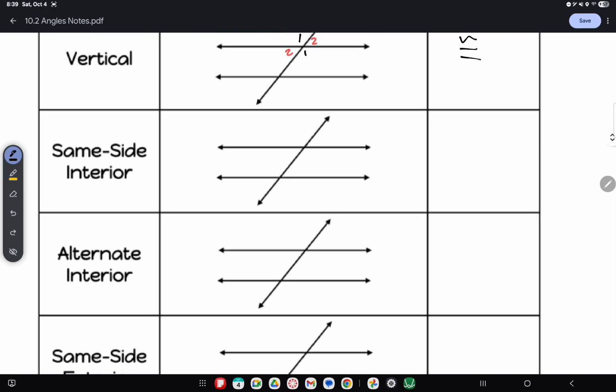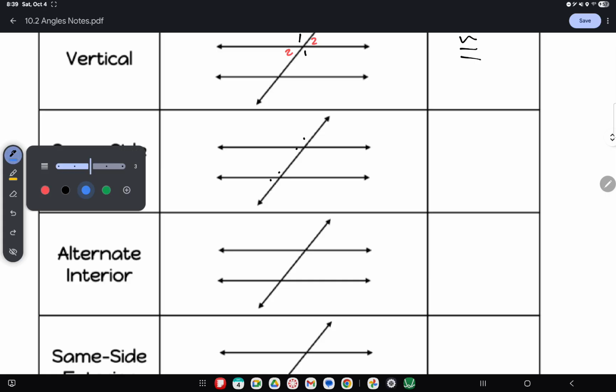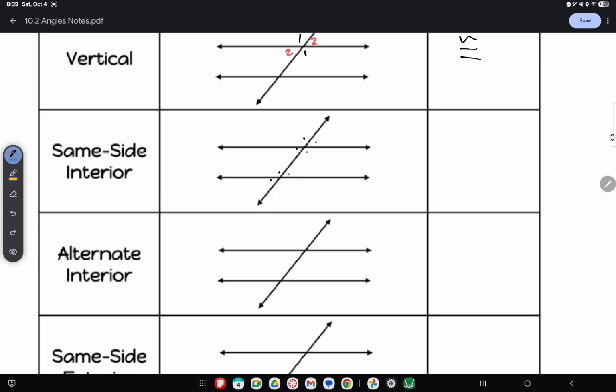Right, same side interior. Same side means it's on the same side of the transversal. So if I'm looking at these, I'll do them in different colors too. The black dots are on the same side of the transversal, and the blue dots are on the same side of the transversal. But the black and blue, if I were to pair them up, they are not on the same side. And then interior means it's on the inside of the parallel lines.